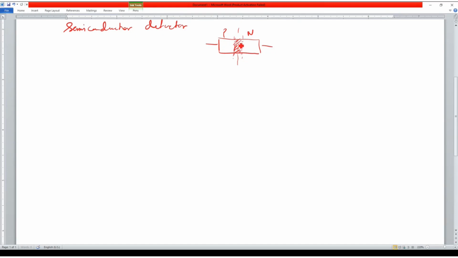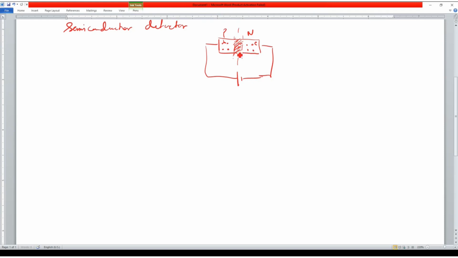There are immovable charges. On the p side you will have negative, and on the n side you will have positive, and they are not moving. They are immovable charges. And here you have all the holes, and these are the electrons. These are electrons, and these are holes. Deficiency of electrons actually. And when you do forward biasing, what do you get?